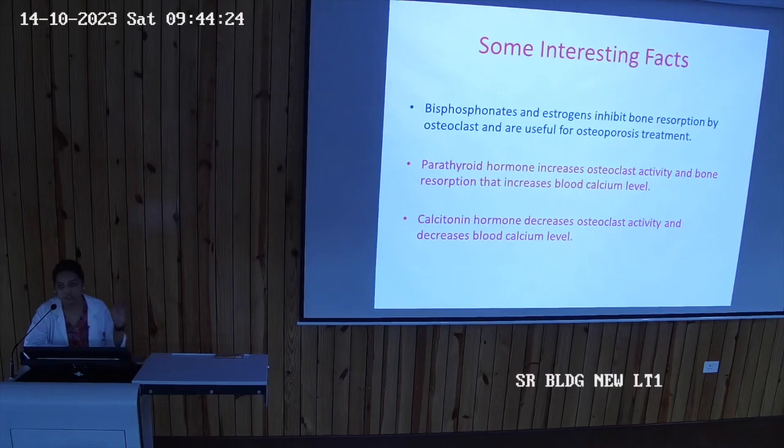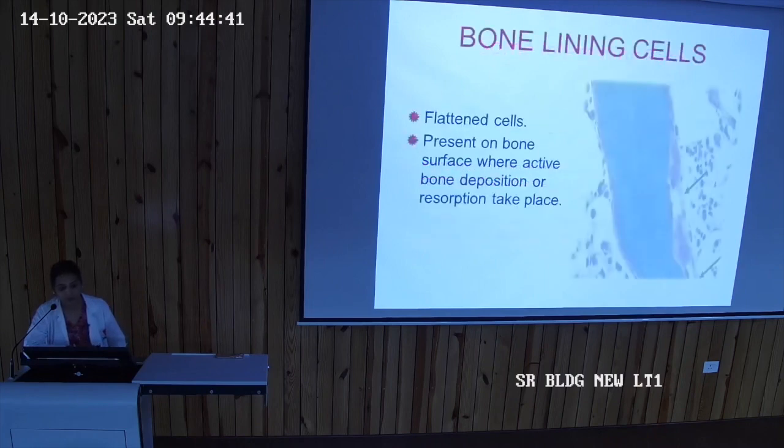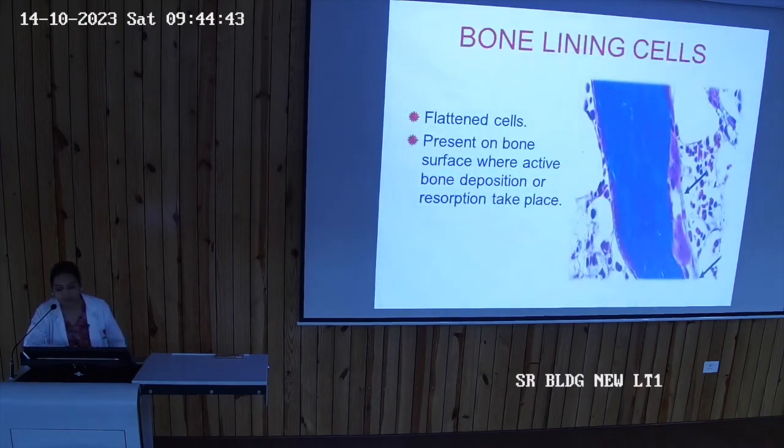This opposite relationship, you have to remember. What is responsible for bone resorption and what is responsible for bone deposition? Calcitonin for bone deposition, parathyroid hormone responsible for bone resorption. Bone lining cells are the flattened cells present on the bone surface where active bone deposition takes place. Where bone deposition is happening, that is, where ossification is happening and cells are converting into bony cells, there the cell lining is flattened in shape, and these are known as bone lining cells.